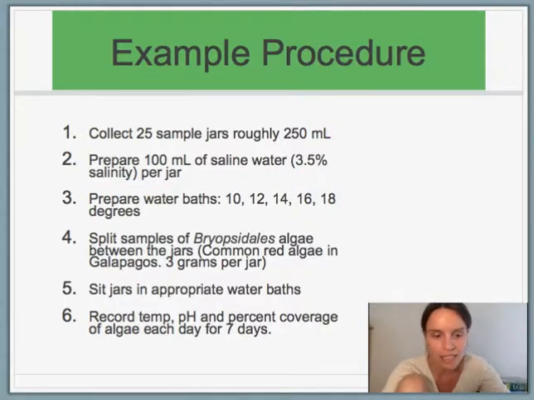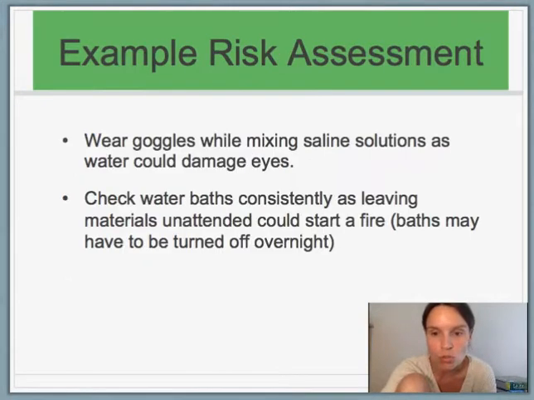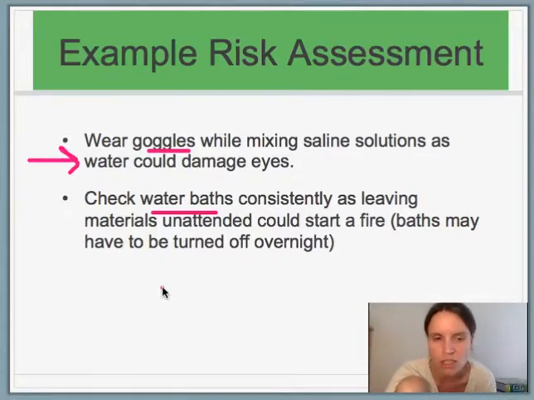And the last thing that you want in the planning section of your lab is a risk assessment. And even if you feel like there's not significant risk in the assignment that you're doing, find something to talk about in risk assessment. Wearing goggles, checking water baths, being careful about fires, all of those things are good to talk about in a risk assessment.